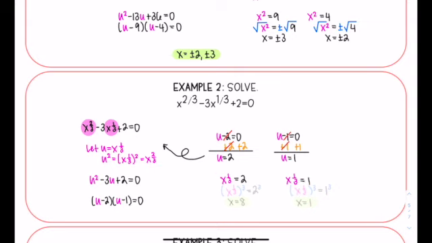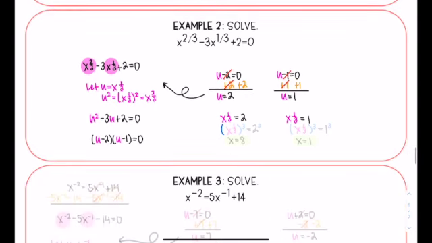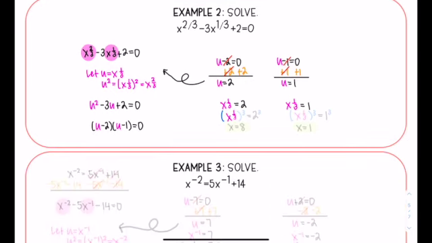So to undo the 1/3 power, we just want to raise both sides to the reciprocal, which is 3. So we have x to the 1/3, and we're going to raise this to the 3rd power. But what we do to one side, I have to do to the other. And so we end up getting that x is equal to 8.